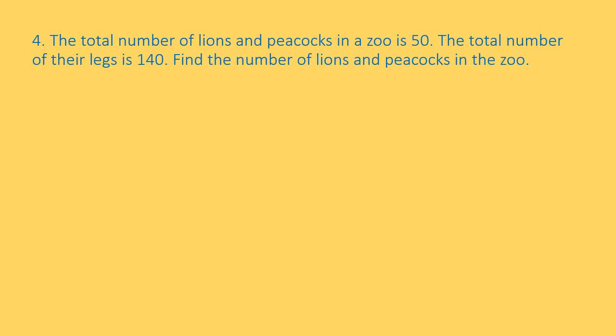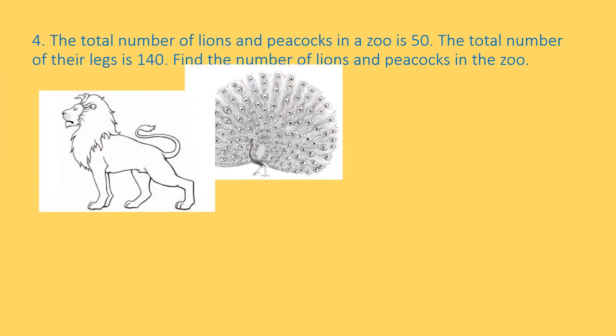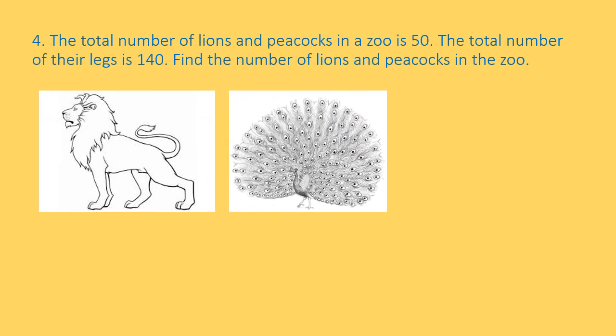Let us now imagine what is given here. They're talking about lions and they're talking about peacocks, and these both are there in a zoo. So we don't know how many lions and how many peacocks are there. There might be 2 lions, 10 lions, 15 lions or 100 lions. We don't know. Similarly, there might be a number of peacocks. We don't know how many.